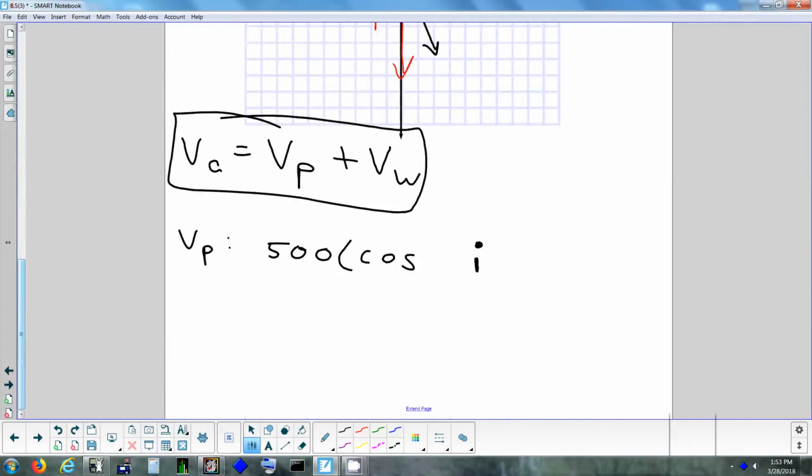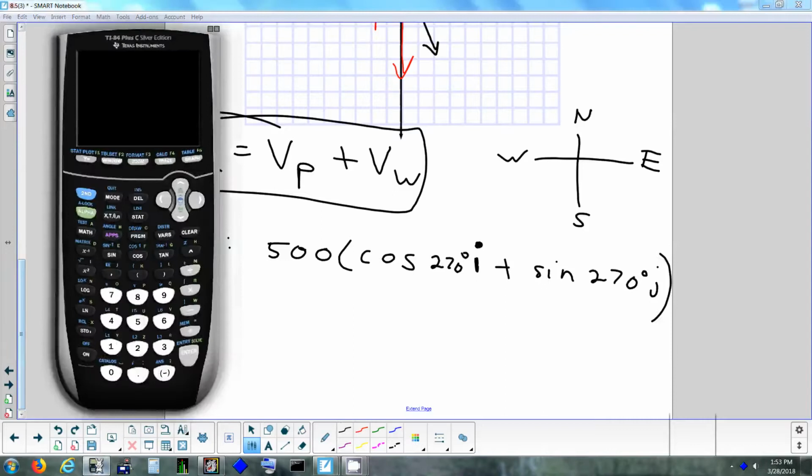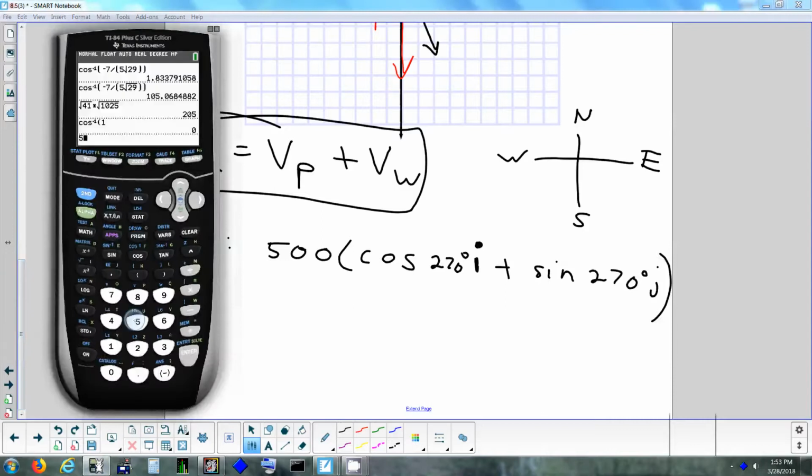The plane is going south. Okay, if you're not familiar with the direction, there you go. What angle would be south? What's the angle that we would always put where S is? Yep. 270. So cosine 270 plus sine 270. I put an I with the first one because that's the horizontal. I put a J with the second one because that's the vertical. Okay, let's do that out.